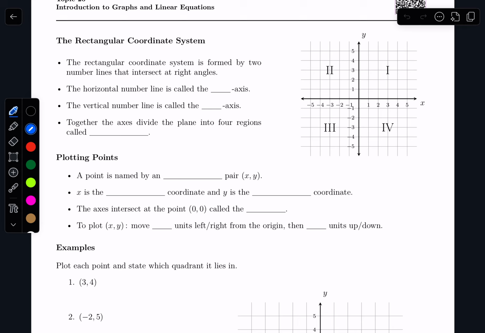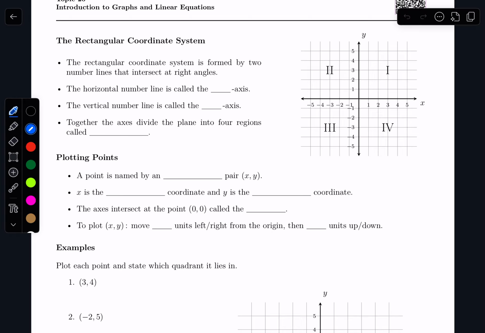Hello students, and welcome to our lesson on an introduction to graphs and linear equations. What we're going to be doing here is introducing the rectangular coordinate system, plotting some points on it, and then connecting the dots, literally connecting the dots, that'll take us from a sequence into a linear equation.